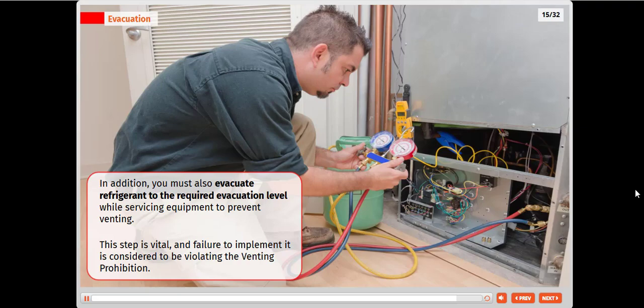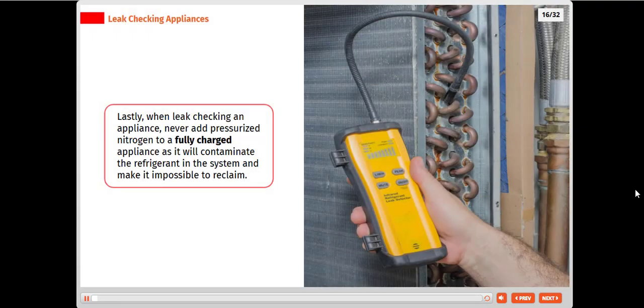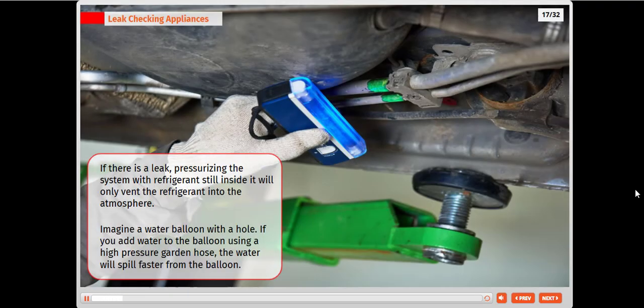Lastly, when leak checking an appliance, never add pressurized nitrogen to a fully charged appliance as it will contaminate the refrigerant in the system and make it impossible to reclaim. If there is a leak, pressurizing the system with refrigerant still inside it will only vent the refrigerant into the atmosphere. Imagine a water balloon with a hole. If you add water to the balloon using a high-pressure garden hose, the water will spill faster from the balloon.